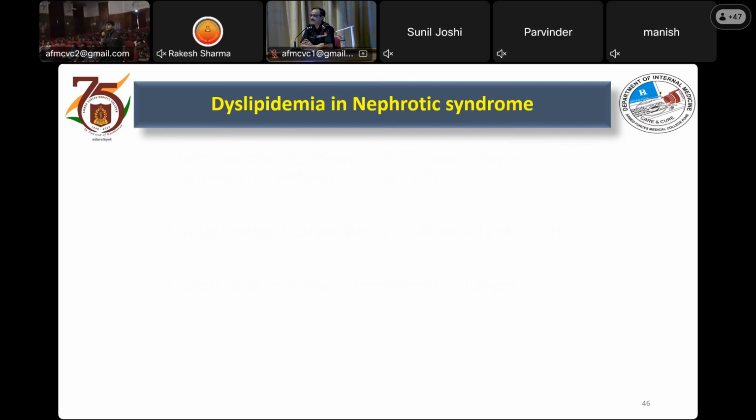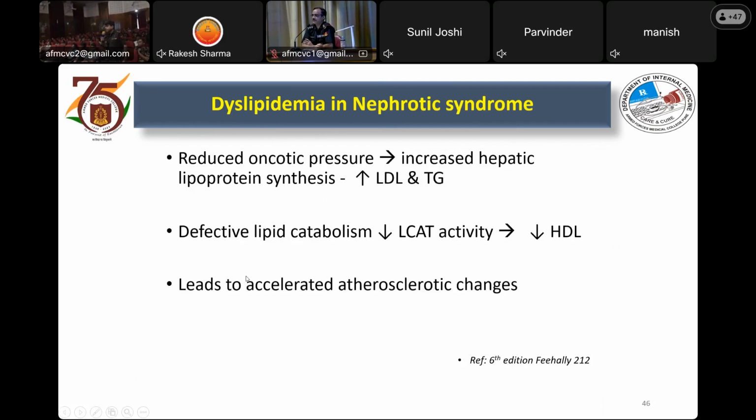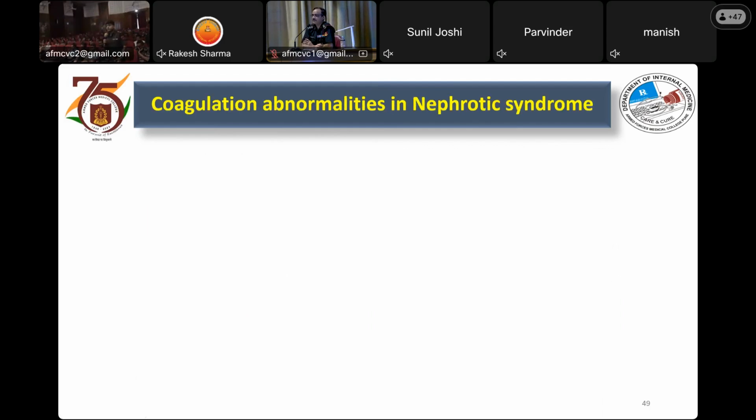What is the mechanism of the coagulation abnormalities? Sir, there is loss of both procoagulant and anticoagulant factors in urine. In response, the hepatic regeneration of the factors increases. However, the balance tips towards the procoagulant. So both are lost, but it is more of a procoagulant state.